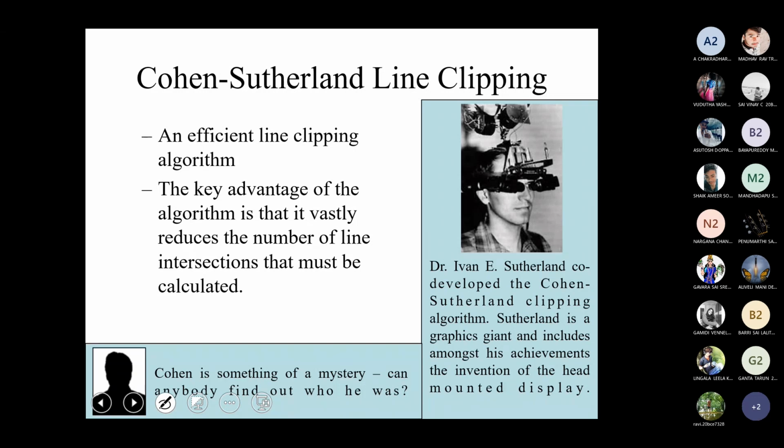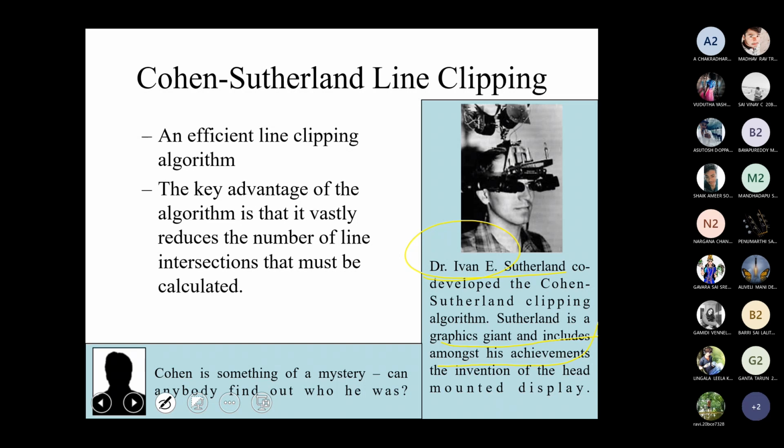This line clipping method was invented by Dr. Ivan E. Sutherland. He was using this algorithm for graphics. The key advantage of this algorithm is that it reduces the number of line intersections that must be calculated.